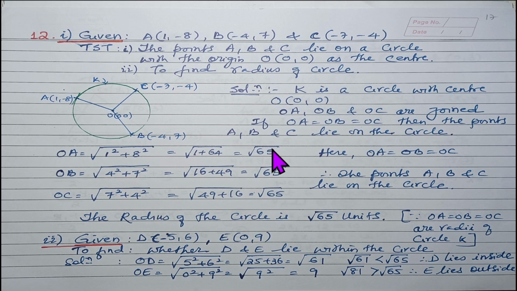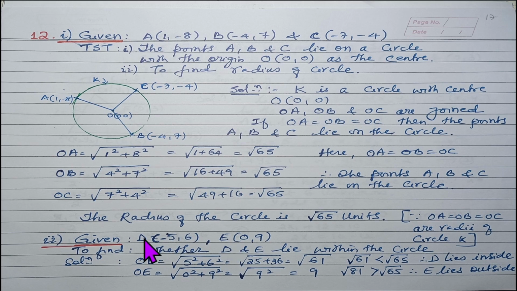Therefore we have the radii all equal, OA is equal to OB is equal to OC, that means the points A, B, C lie on the circle. And the second part is what is the radius of the circle, but naturally, OA is the radius, OB is the radius, OC is the radius, therefore radius is root of 65 units. Please remember that.